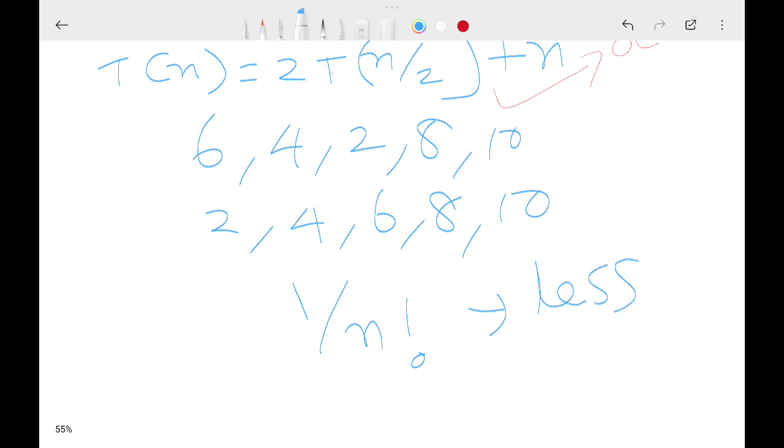So this randomized quicksort is used to overcome the limitation of quicksort. The limitation of quicksort is that in most cases, if the input is already sorted, then it gives O(n square) time complexity. So we introduce randomization to escape from the worst case scenario.